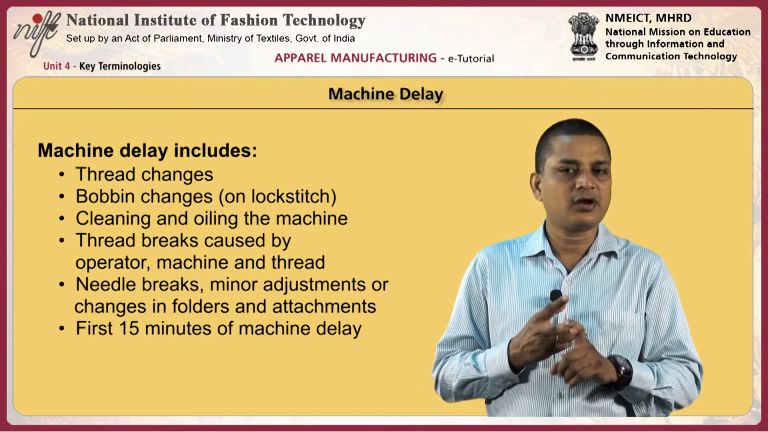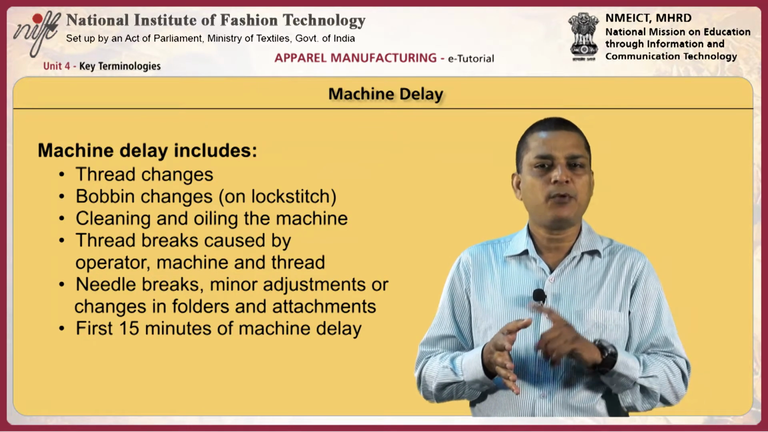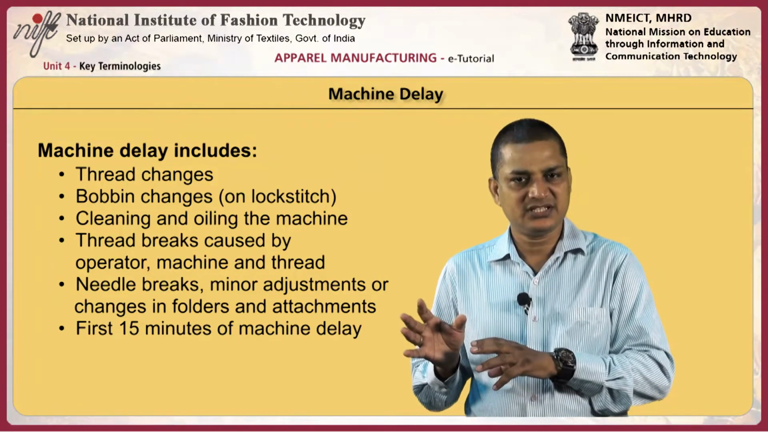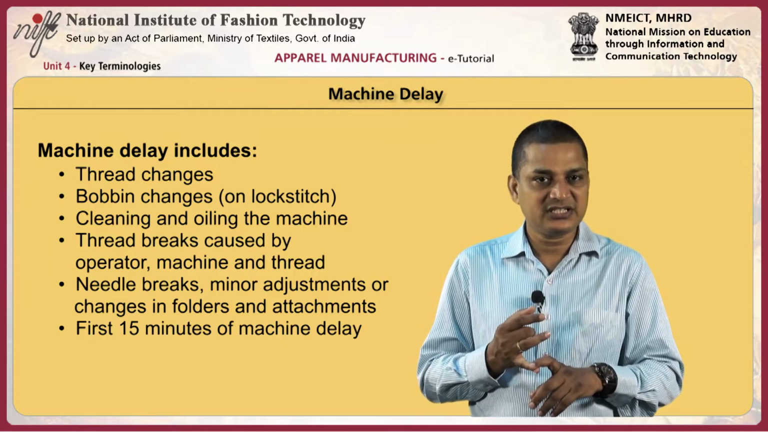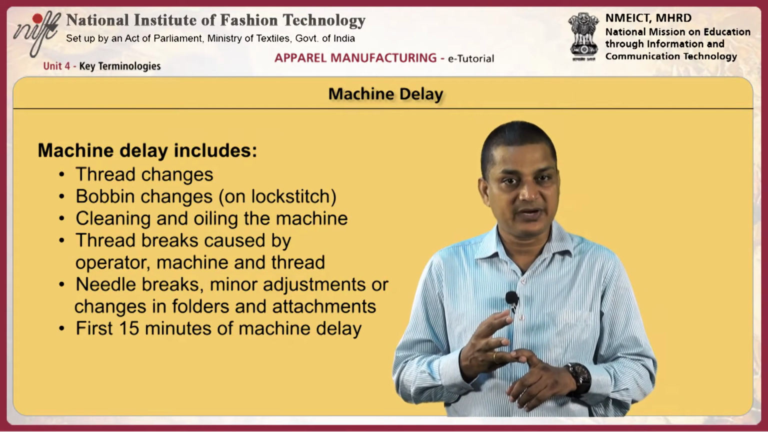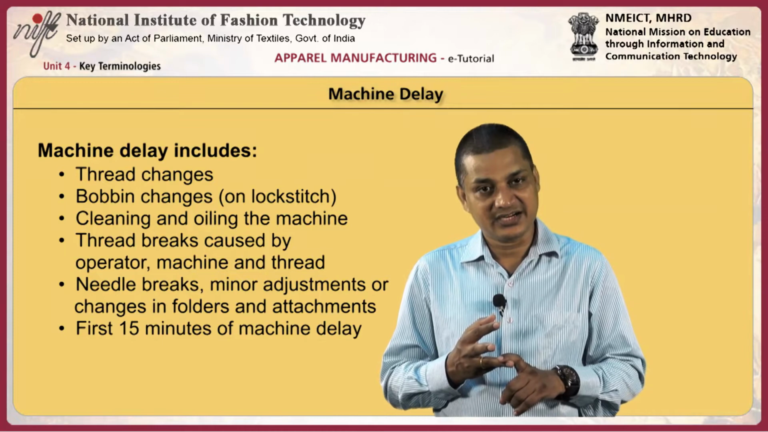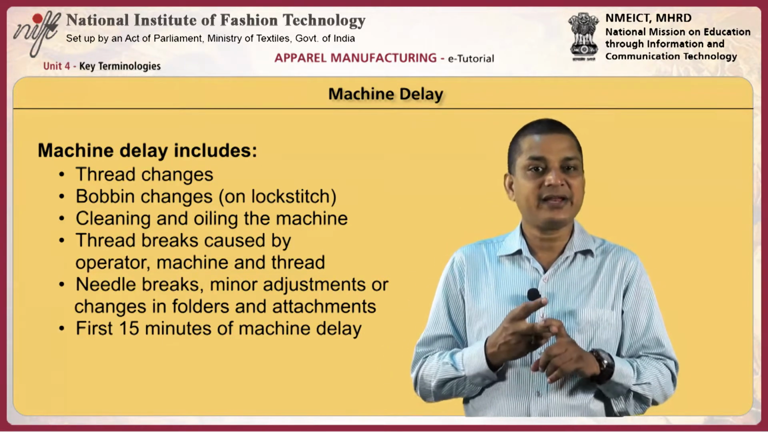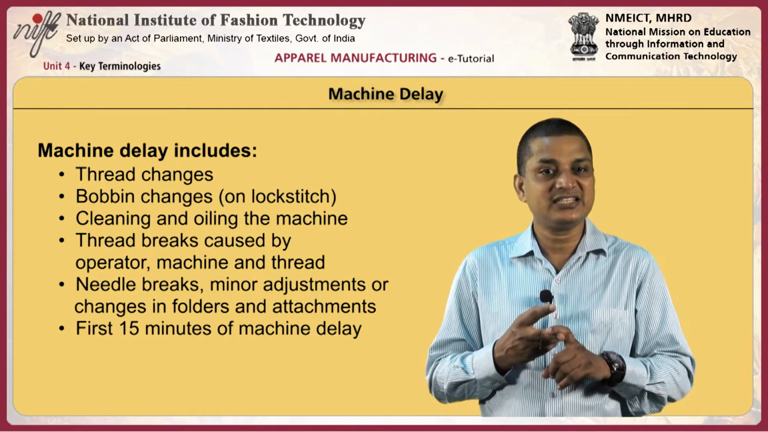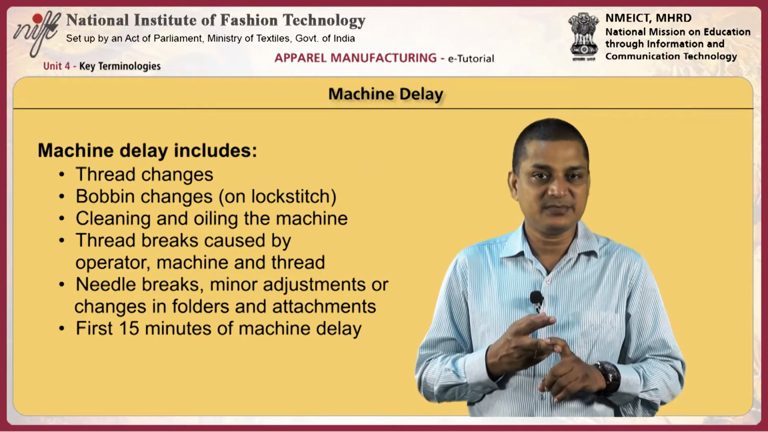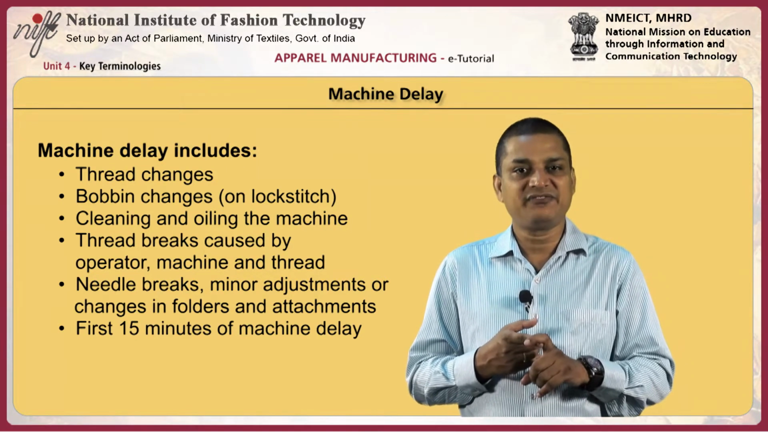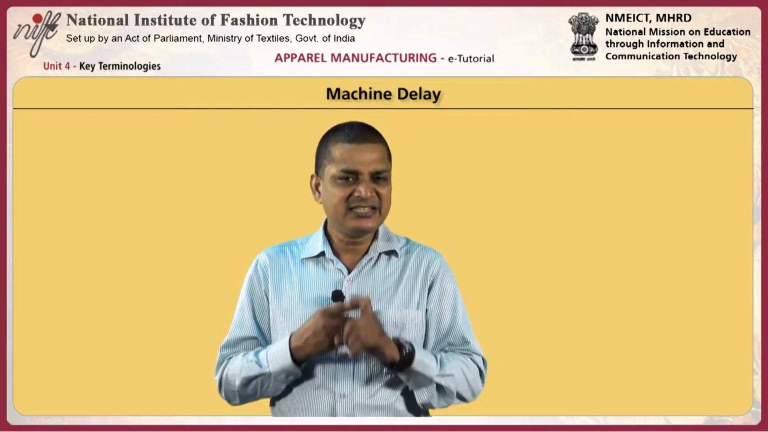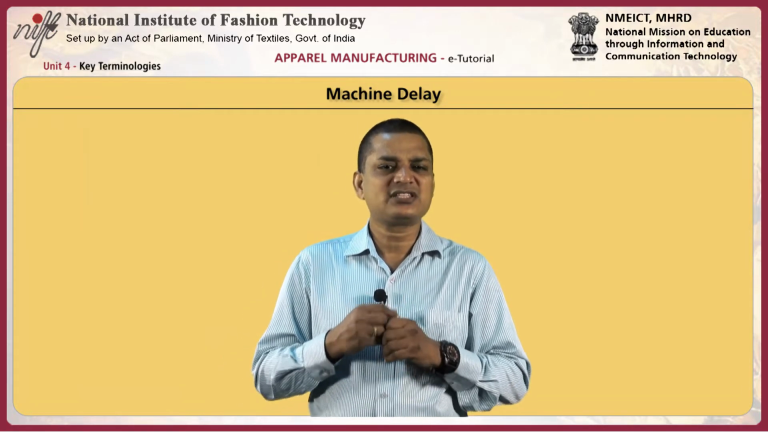Machine delay includes the following: thread change, bobbin changes on a lockstitch machine, cleaning and oiling of the machine, thread break caused by the operator, machine and thread, needle break, minor adjustment or changes in folders and attachments, and the first 15 minutes of machine delay. The machine delay factor is applied to total cycle time.